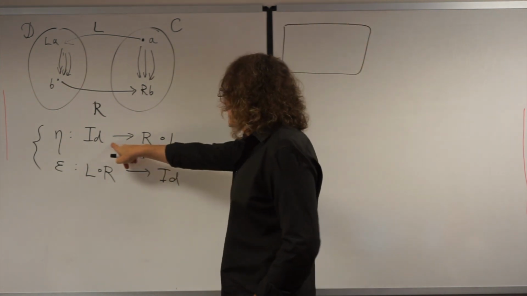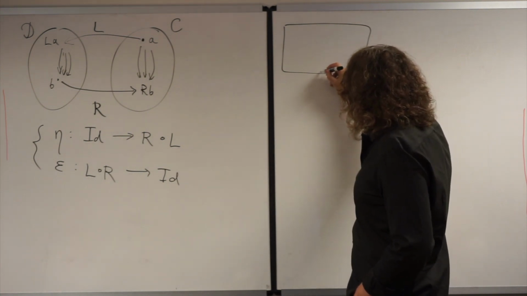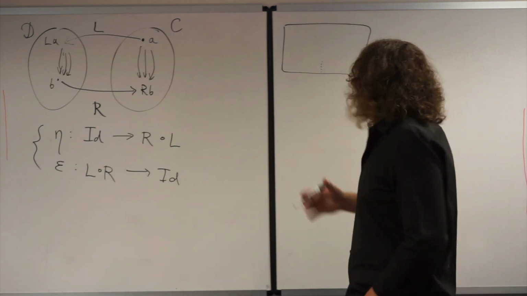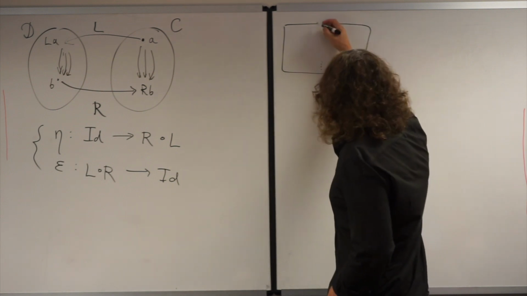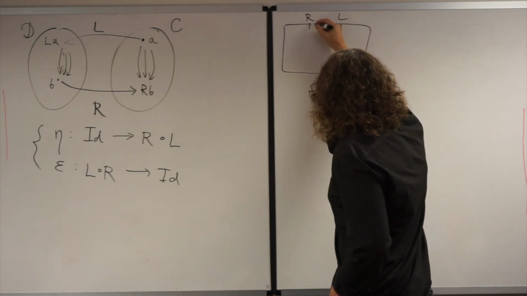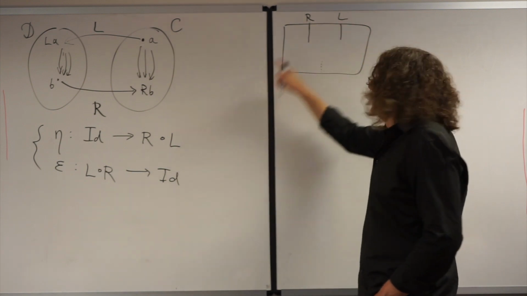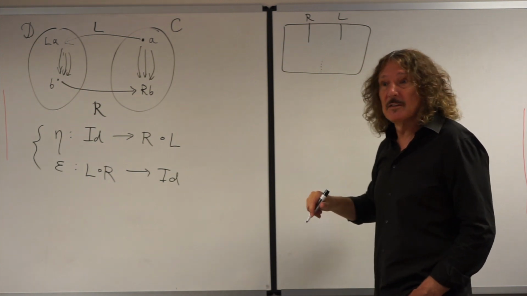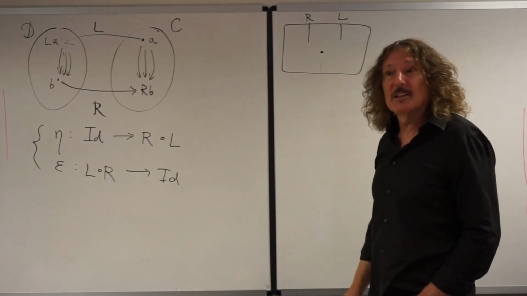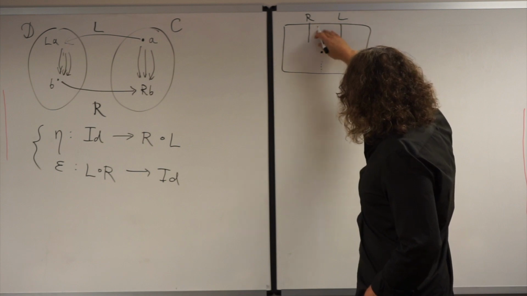So this natural transformation starts from the identity functor. Remember, identity functor, we can draw it as a dotted line, or we can not draw it at all, right? And at the end, we are supposed to get R after L. So these are the two strings corresponding to the left and right functors, right? And then there is this natural transformation in the middle that connects them, right? So it connects the identity to this stripe.